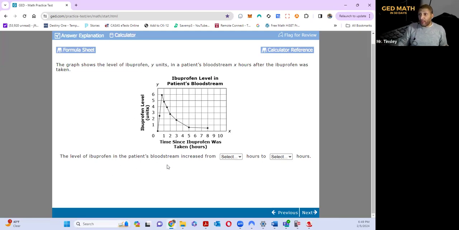So the level of ibuprofen in the patient increased from 0 to, that's not 1. That's 1 hour. So it has to be before 1. This is the easiest problem on the exam. It's no math.